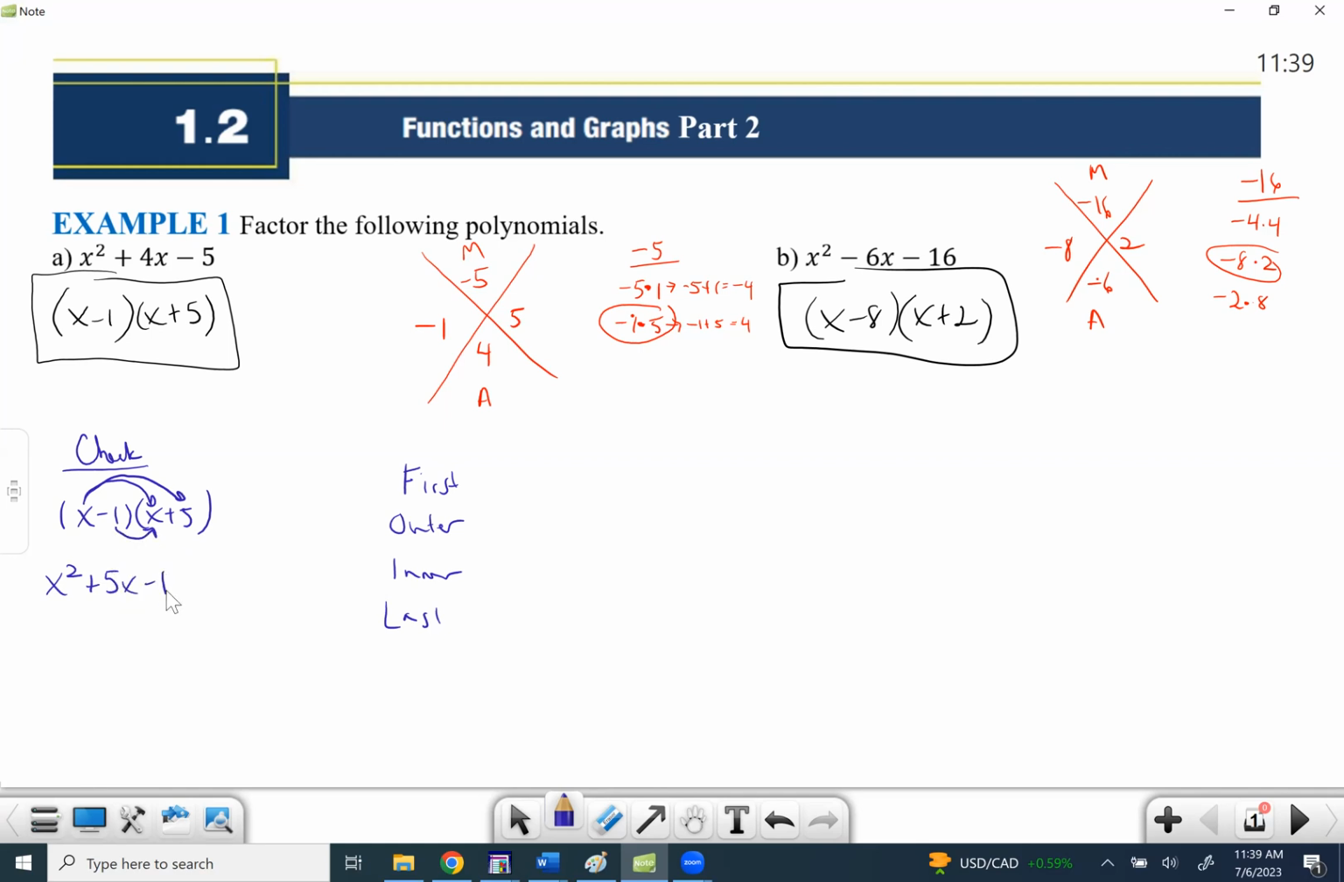Negative 1 will multiply by x, and negative 1 times 5. And the middle terms will always combine, even if you're FOILing out imaginary or complex numbers, the middles will still combine. Now, if it matches the original, then you indeed did it correctly. And this does match, so we checked out.